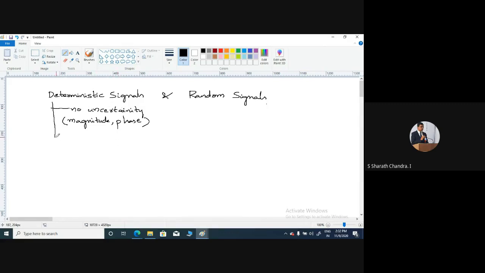A deterministic signal also consists of a regular pattern, and it can be completely represented by a mathematical equation at any time. Its amplitude and phase at any time instant can be predicted in advance. The magnitude and phase at any time can be predicted.